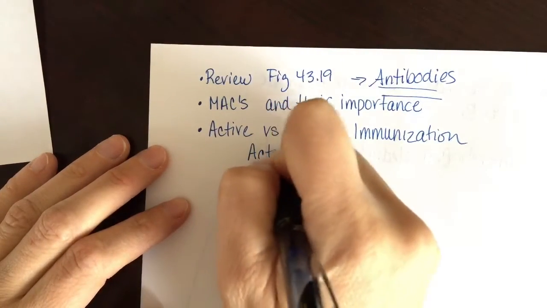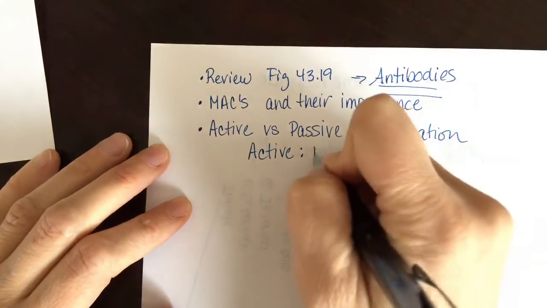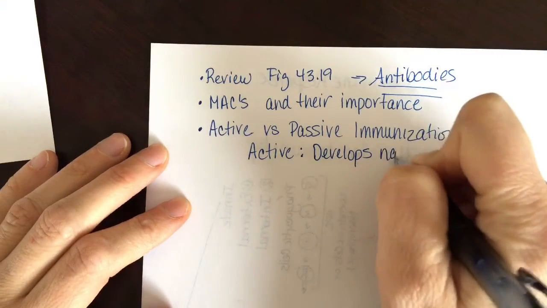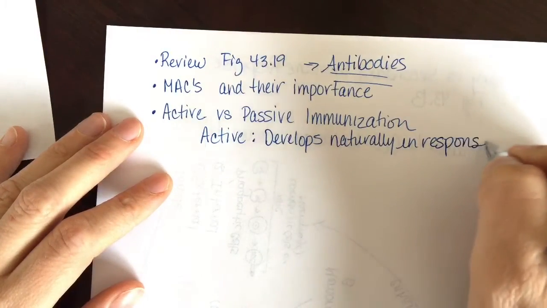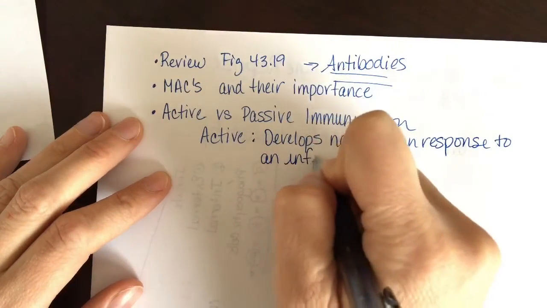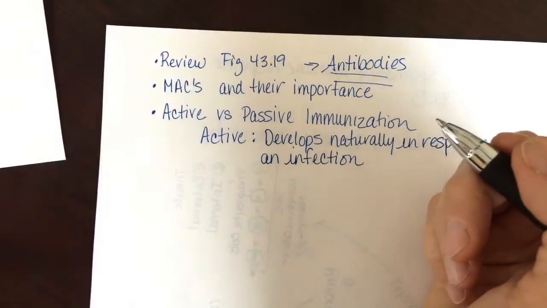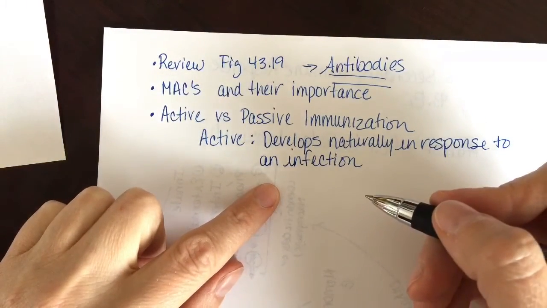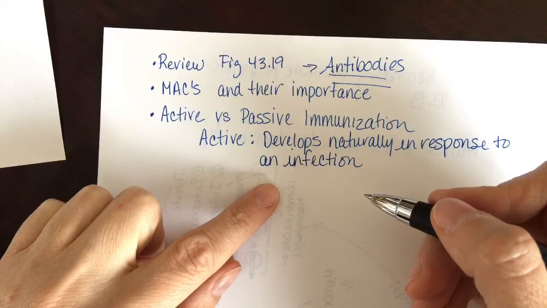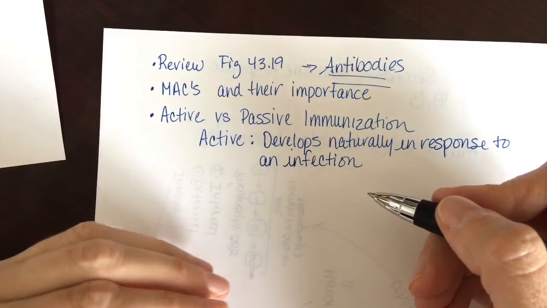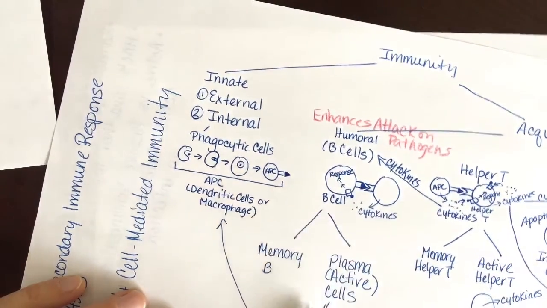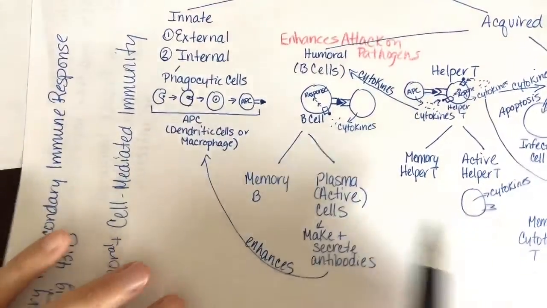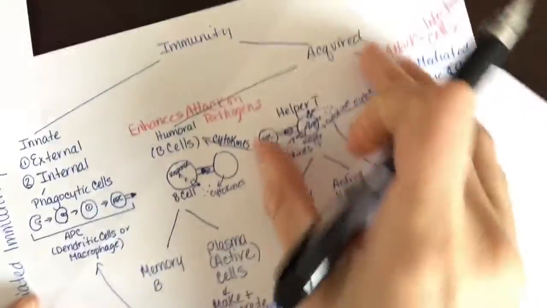So remember, active immunity develops naturally in response to an infection. So this is when you naturally get an infection. You go through recognizing the pathogen, and the B cells bind to it, present it, helper T cells are activated, and this whole thing happens naturally, and you end up with memory cells and active cells to fight that current infection.